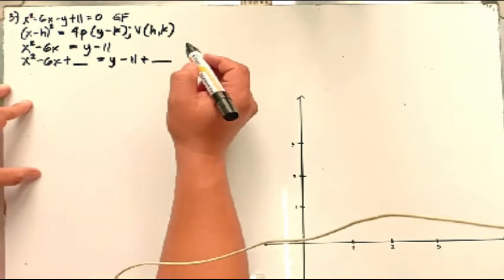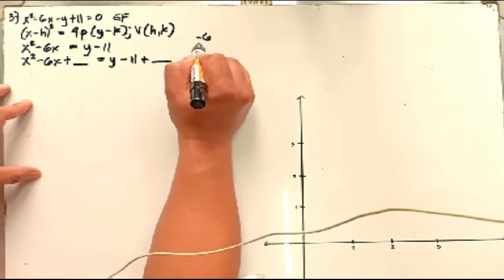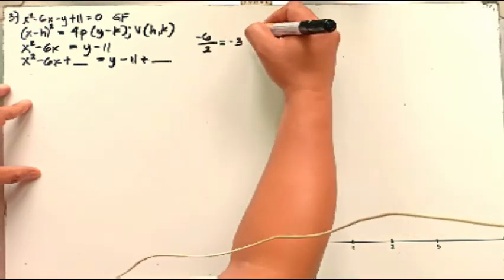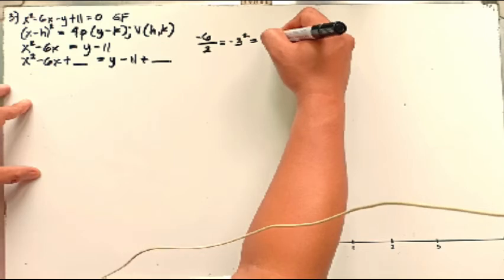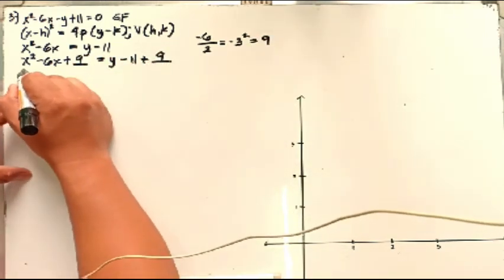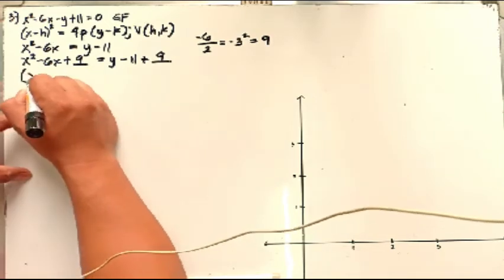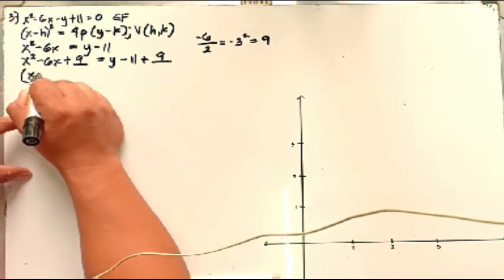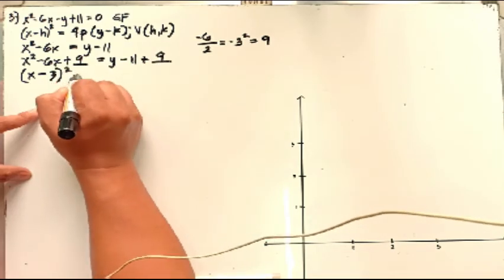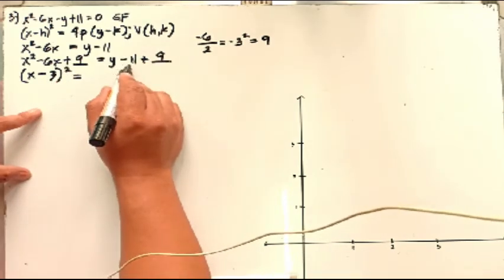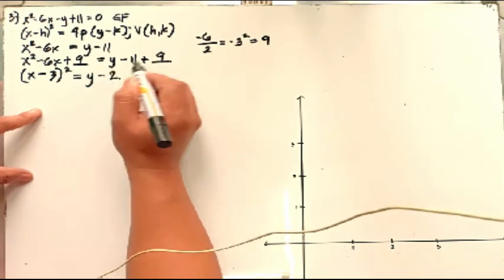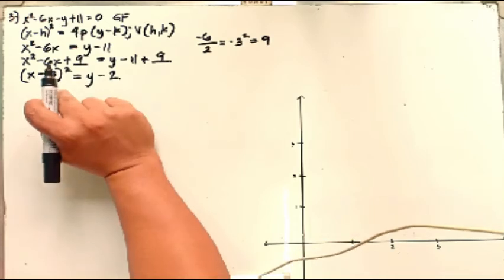And what is that value? Let's divide your negative 6 by 2, and that is your negative 3. Take the square of that, and that would be your positive 9. Now let's factor this out. This is (x minus 3) squared is equal to, let's add negative 11 and 9, we have negative 2, so y minus 2.